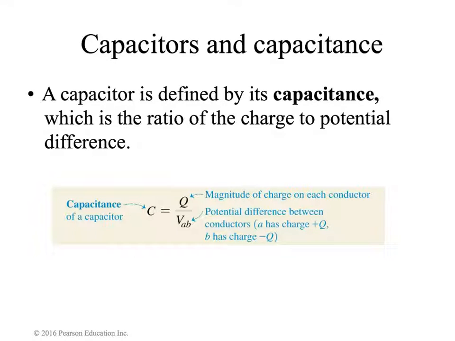So first we have to remember the definition of capacitance because we're going to use this definition when we're doing our work. Basically, when we have a capacitor, the value of its capacitance is the ratio of the charge that the conductor holds divided by the potential difference across the conductors. Remember that the charge here isn't the total charge of the capacitor because the total charge is 0, but it's the magnitude of charge on each of the two conductors that make up the capacitor.